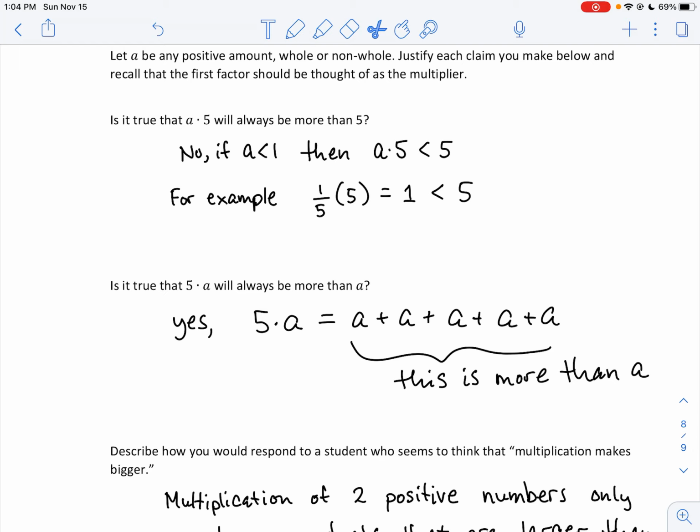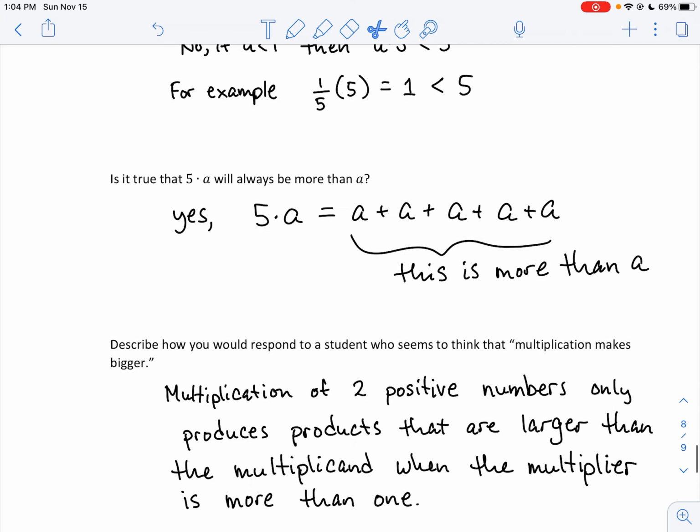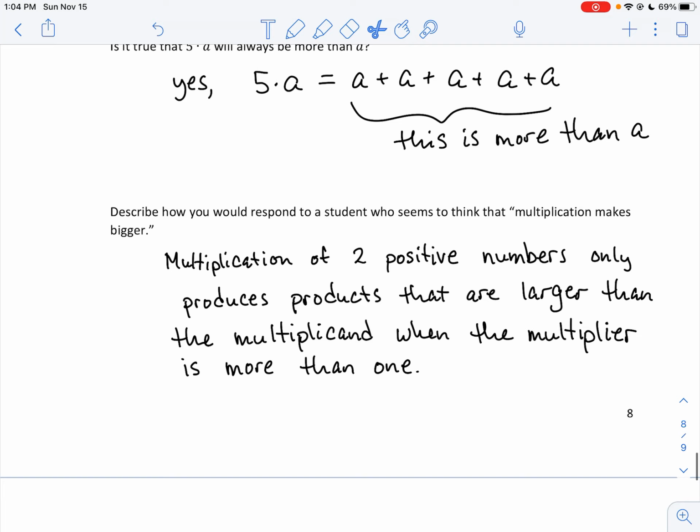How about 5 times A? Well, 5 times A will always be more than A, and we're comparing to A, the multiplicand. And yes, 5 times A means 5 copies of A, so it's A plus A plus A. That's certainly going to be more than just A, even if A is a fraction. It doesn't matter what A is. When you do 5 of them and put them together, you have something that's more than just A. And then down here, when the student says that multiplication makes bigger, that student probably is coming to that conclusion after working with whole numbers only.